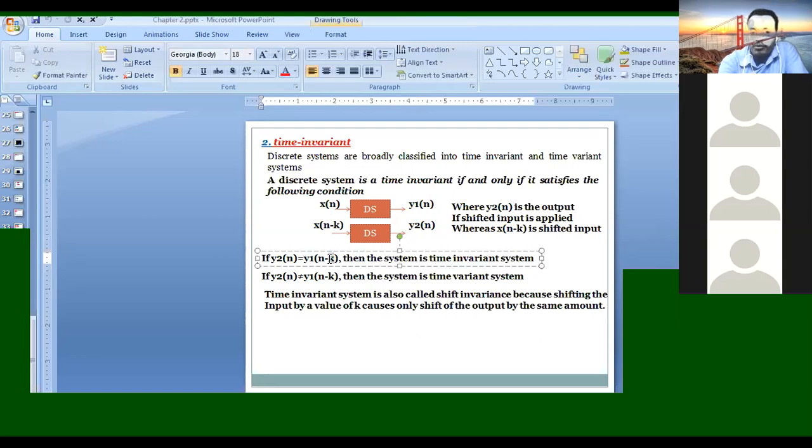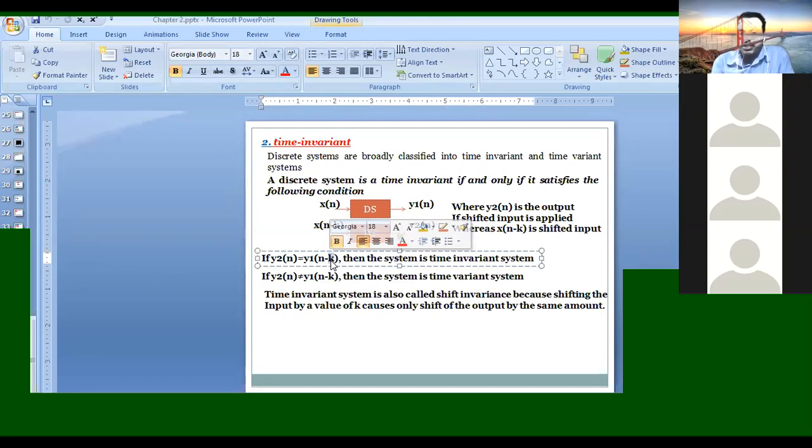Now, next, shift the input by some amount k. Delay the signal by 2 seconds or 3 seconds and apply it to the same system. Then check the output. Compare the output with the previous output. The previous output, when you apply x of n, we get y of n, right? Now shift the input and check your output.